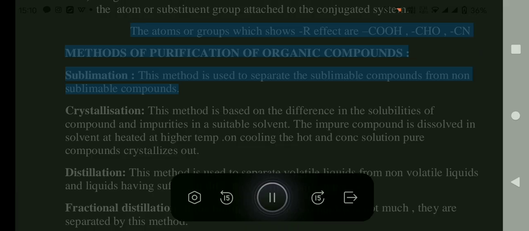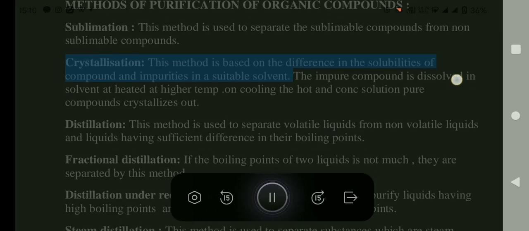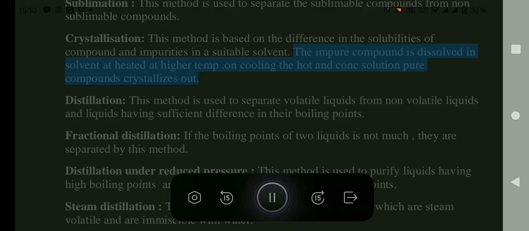Methods of purification of organic compounds. Sublimation. This method is used to separate sublimable compounds from non-sublimable compounds. Crystallization. This method is based on the difference in the solubilities of the compound and impurities in a suitable solvent. The impure compound is dissolved in solvent heated at a higher temperature. On cooling the hot and concentrated solution, the pure compound crystallizes out.